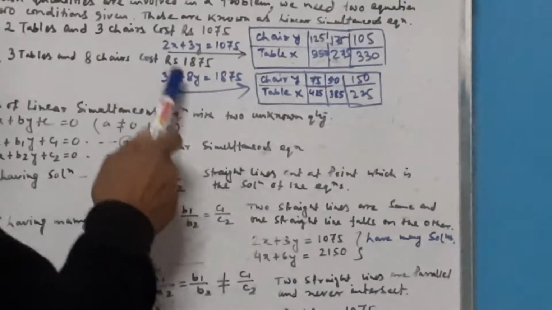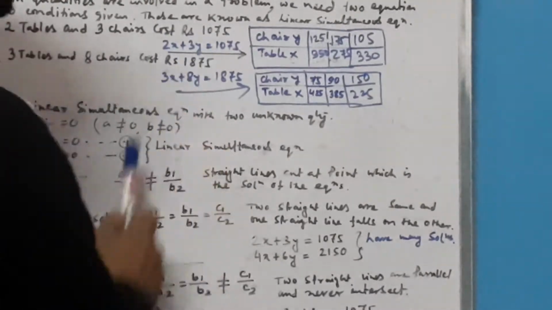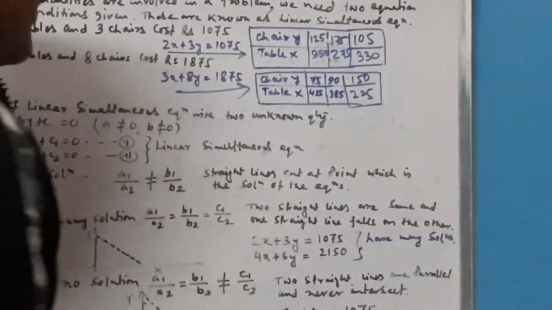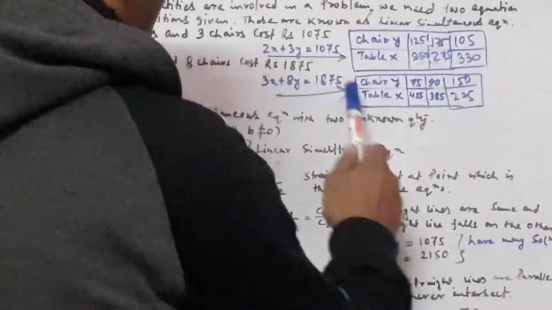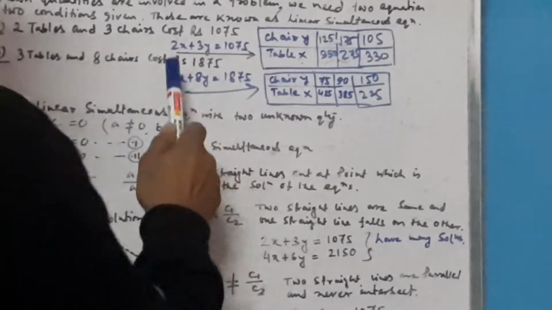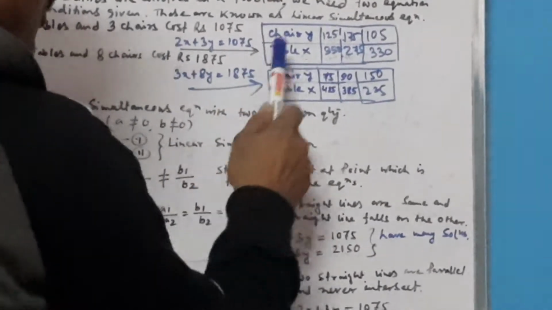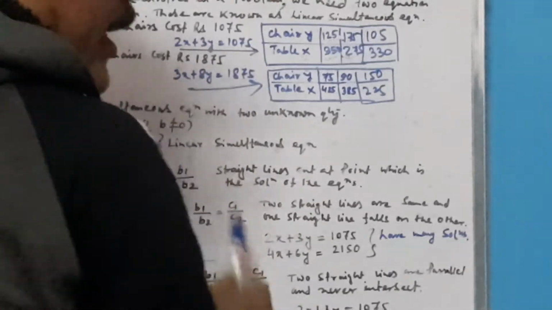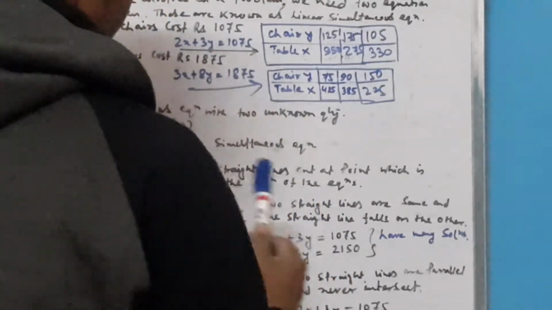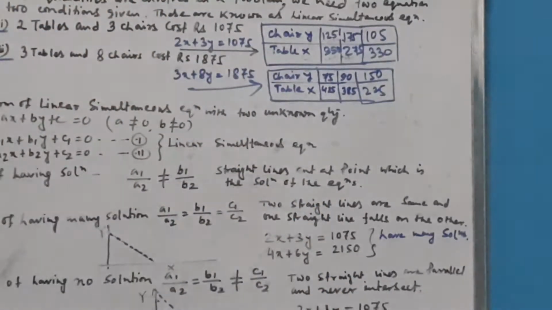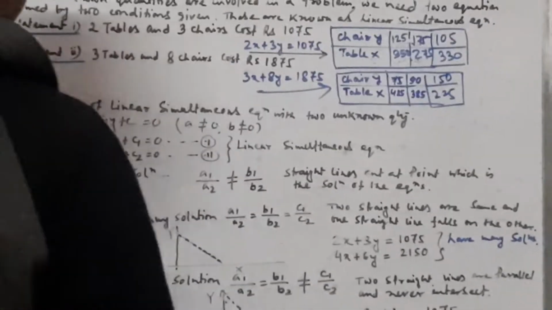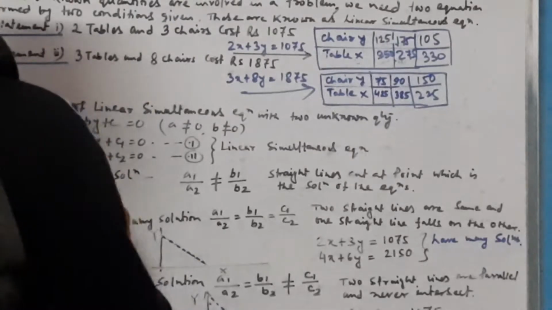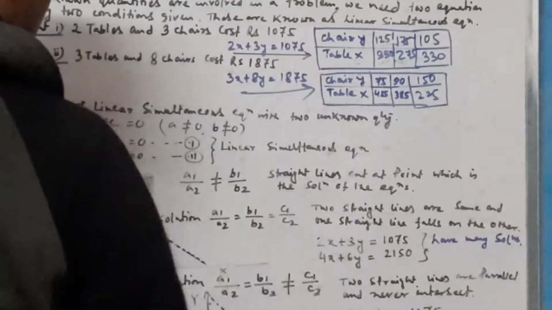So, these are the two separate equations satisfying the two given conditions. If we solve these problems, then we will have a particular solution where these two straight lines meet in the Cartesian coordinate system, in the graph. So, let us discuss the common form of linear simultaneous equation.